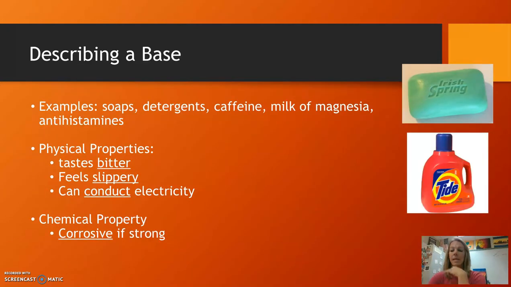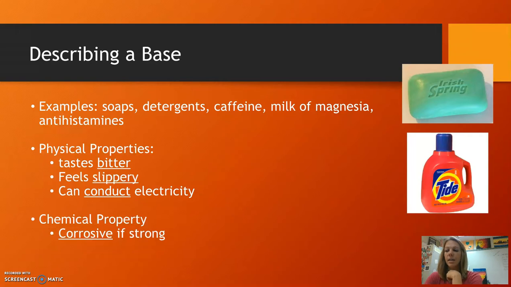All right, describing a base. So, 3 physical properties. One is that they would taste bitter. So again, we do sometimes eat bases, especially if we are eating breads and more like bakery items. We are eating things that have bases in them. They taste bitter at times. They feel slippery. So if you think about how soap or shampoo or laundry detergent feels when it gets on your fingers, that would describe what a base feels like.